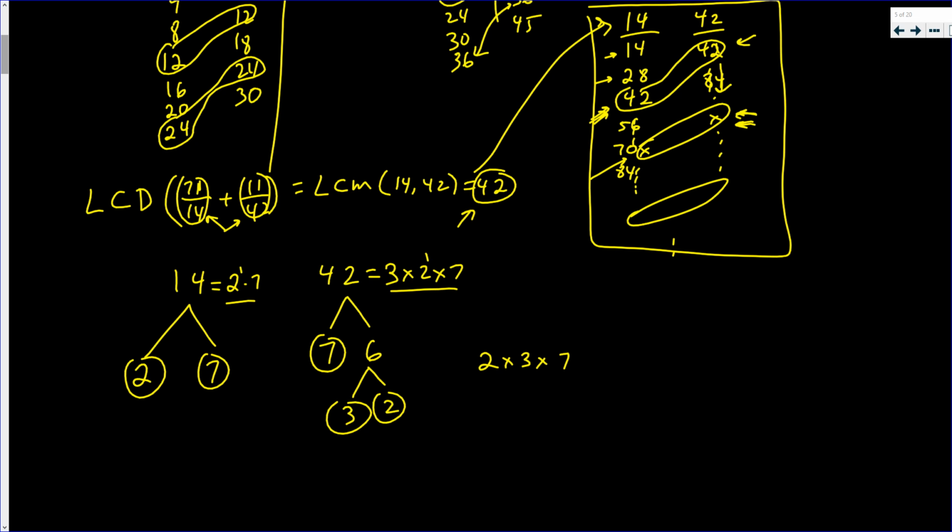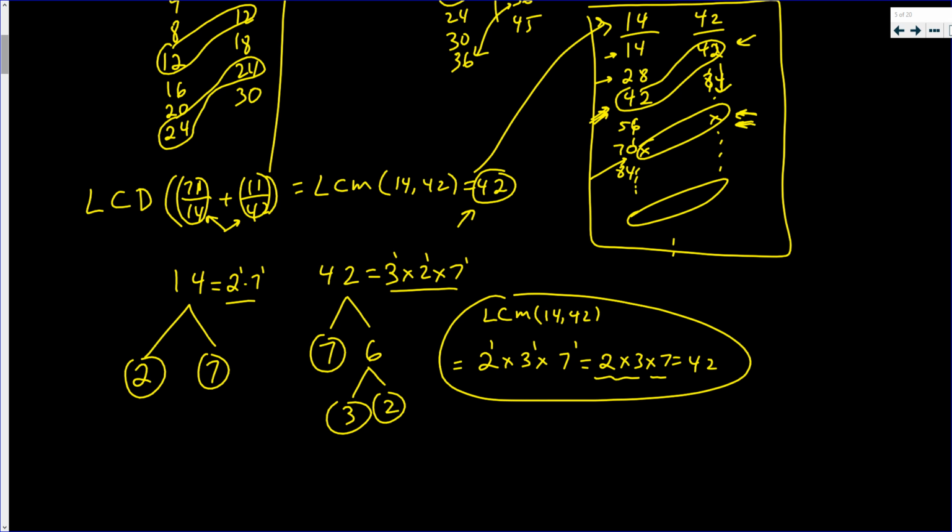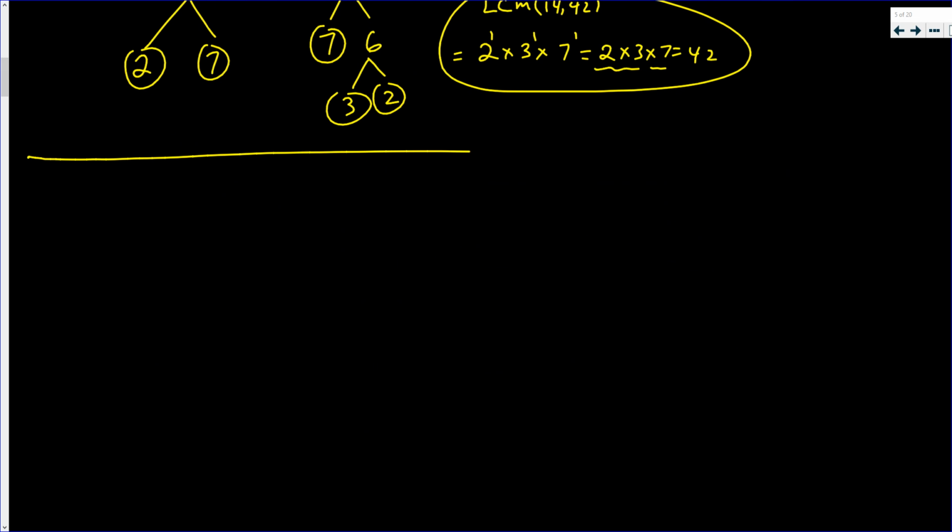The largest power on the 2 is 1. The largest power on the 7 is 1. And the largest power on the 3 is 1. So the LCM is just that product. 6 times 7 is 42. Another way of finding the LCM of 14 and 42 is to use the factor tree. We'll do some more using the multiplication tables and the factor trees.